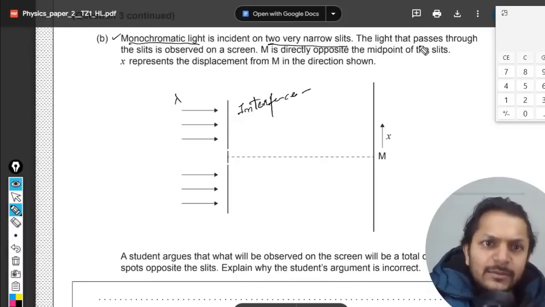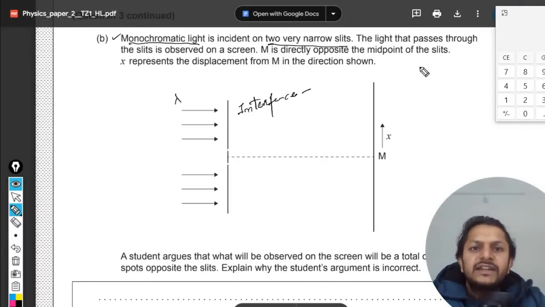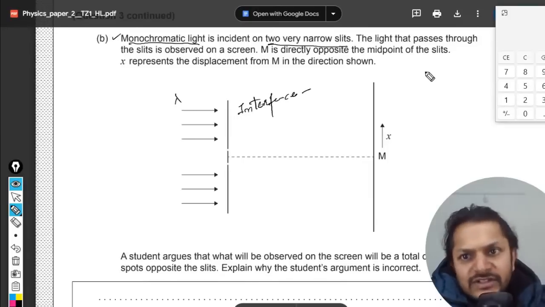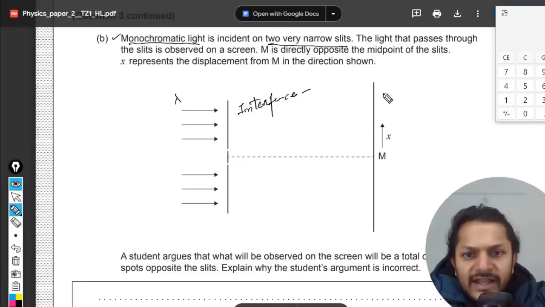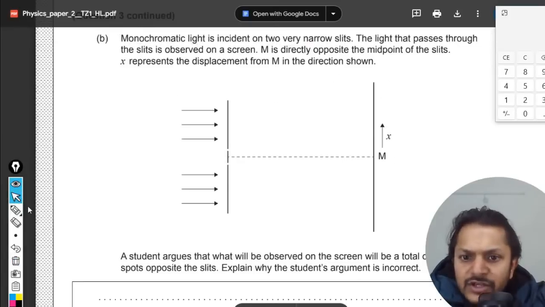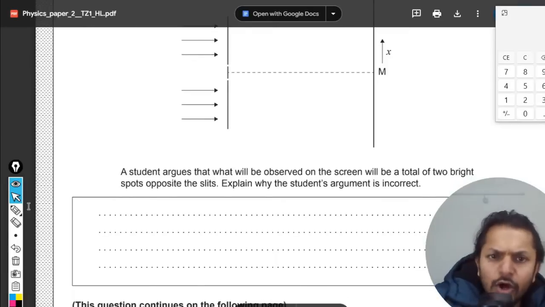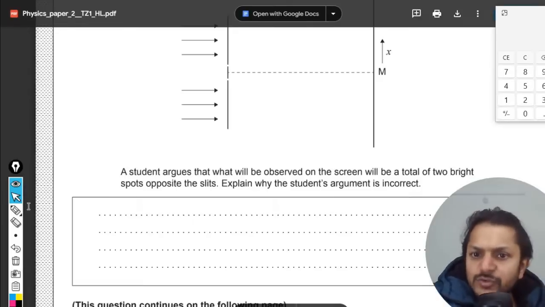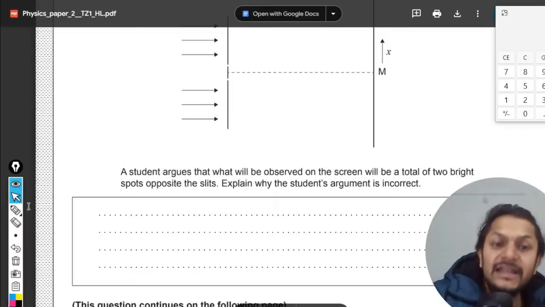The light that passes through the slits is observed on a screen. M is directly opposite the midpoint of the slits. X represents the displacement from M in the direction shown. Okay. So the student argues that what will be observed on the screen will be the total of two bright spots opposite to the slits. Explain why the student's argument is incorrect.